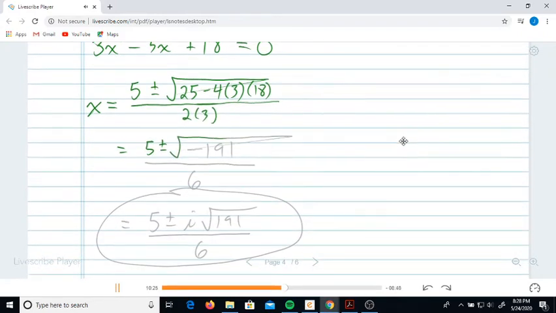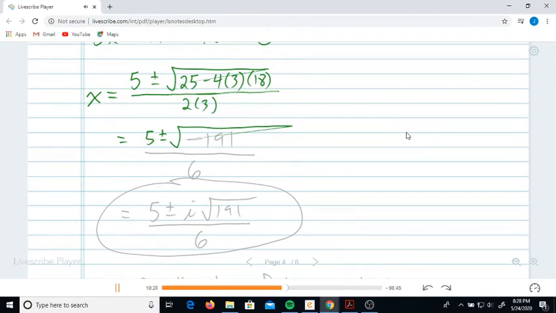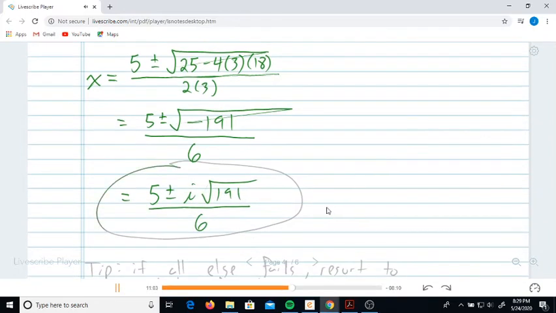I'll start by simplifying what's inside of the square root. So that's 25 minus 4 times 3 times 18, which is negative 191 all over 6. And I believe 191 is a prime number, so I don't think we can simplify that. Let me just double check. Alright, yeah, that's prime, so there's only one step to simplifying. We learned this last section. If you see square root of a negative, pull out the i. So this equation will have a pair of complex solutions.